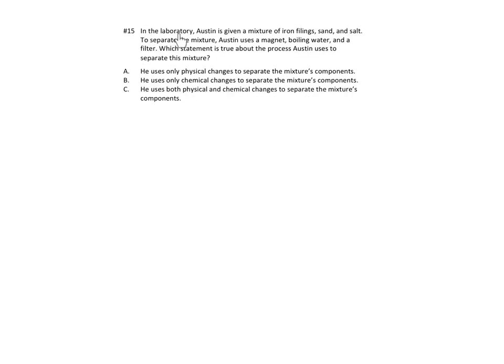Number 15. In the laboratory, Austin is given a mixture of iron filings, sand, and salt. To separate the mixture, Austin uses a magnet, boiling water, and a filter. Which statement is true about the process Austin uses to separate his mixture? A. He uses only physical changes to separate the mixture's components. B. He uses only chemical changes to separate the mixture's components. C. He uses both physical and chemical changes to separate the mixture's components.